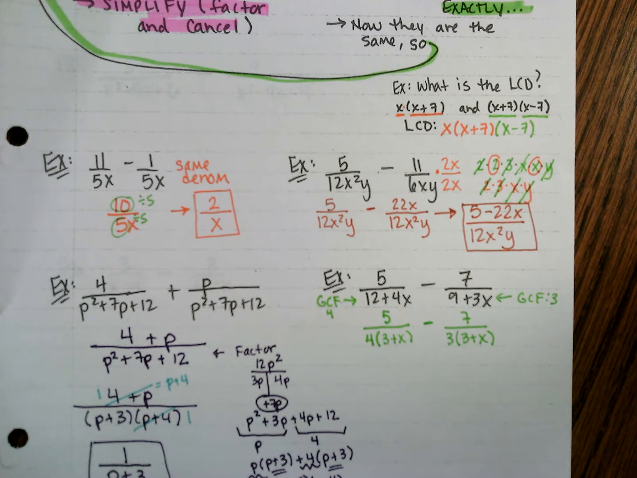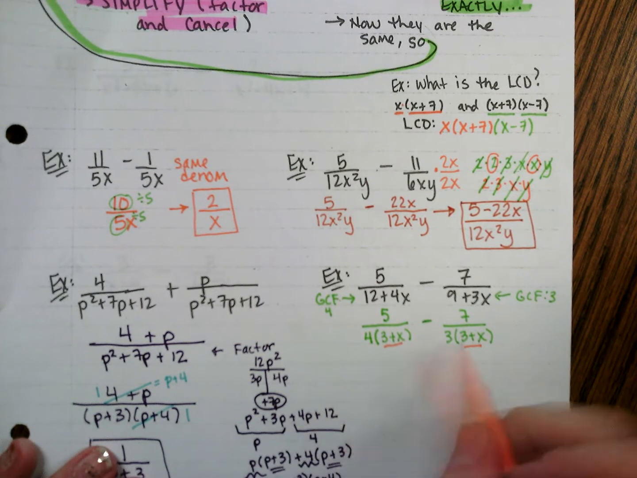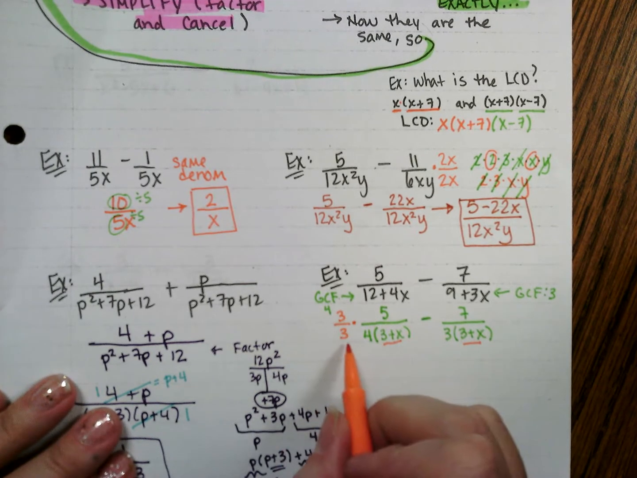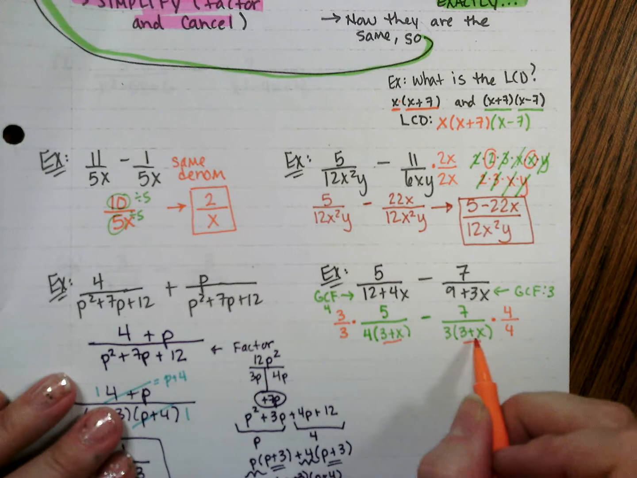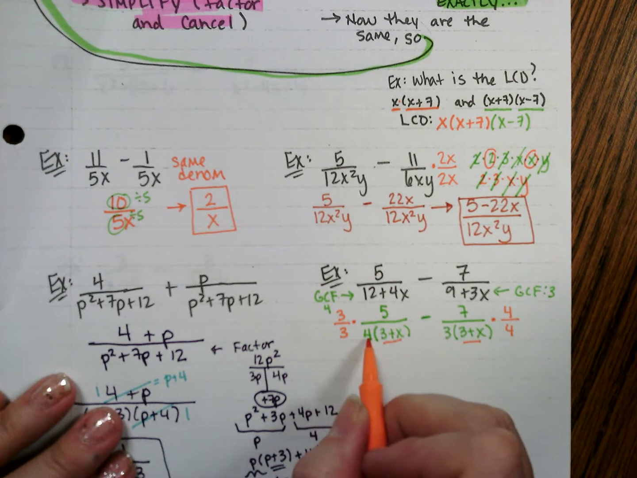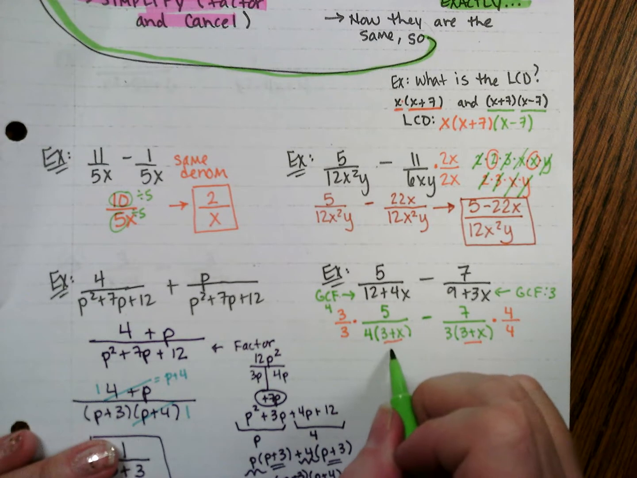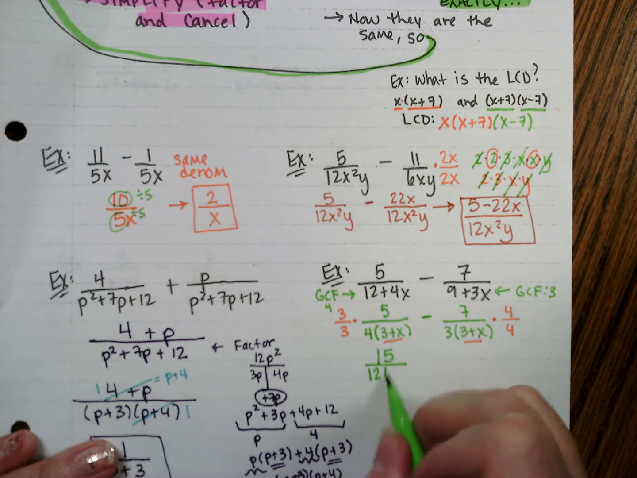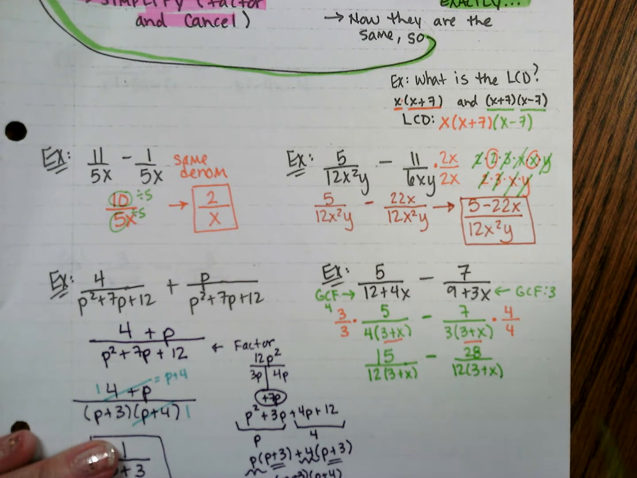Now, in order to get these denominators to match exactly, the 3 plus x already matches, but this one has a 4, and this one has a 3. So I'll need to give this one a 3 in the top and bottom so that it has 3 times 4. And I'll need to give this one a 4 in the top and bottom. So now they're going to be the same. So I'll rewrite these. So that will be 15, because I have to do times 3. 15 over, I'm going to make that 12 times 3 plus x. And then a subtraction. And then 7 times 4 would be 28 over 12 times 3 plus x.